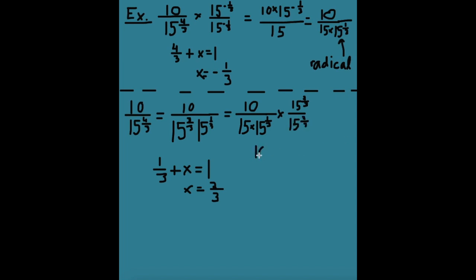Then, in the numerator, we get 10 times 15 to the 2 over 3 power. In the denominator, we get 15 times 15 to the 1 over 3rd power times 15 to the 2 over 3rd power. 15 to the 1 over 3 times 15 to the 2 over 3 equals 15 to the 3 over 3, which equals 15. 15 times 15 is 225. Therefore, our final answer is 10 times 15 to the 2 over 3 divided by 225.